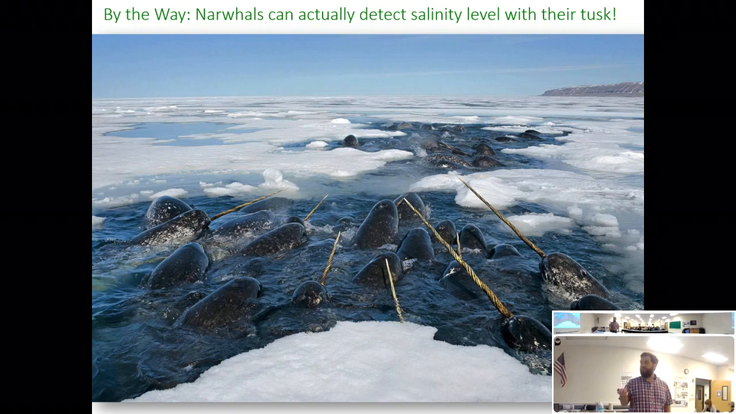But nobody really knows exactly why they have this elongated tooth, right? It's like a tusk. But whatever the reason is that they have it, it's packed with nerve endings that allow them to detect the salinity of water. So that's kind of interesting. Nobody knows exactly why that is. Maybe a good thing to write a discussion post about. You can find more information about it, but I thought it was kind of interesting.